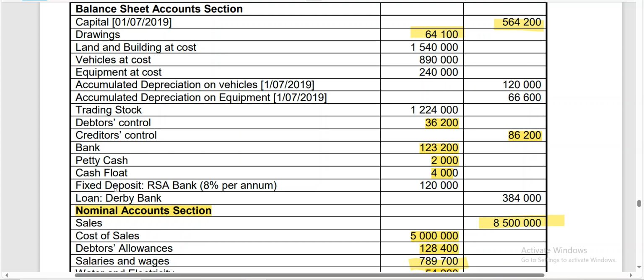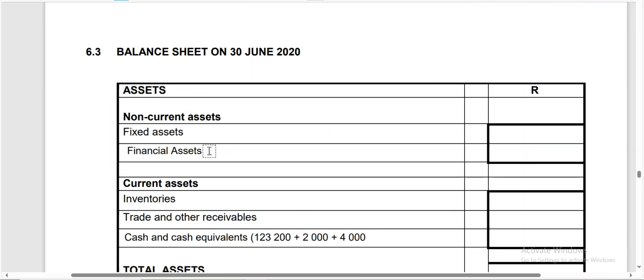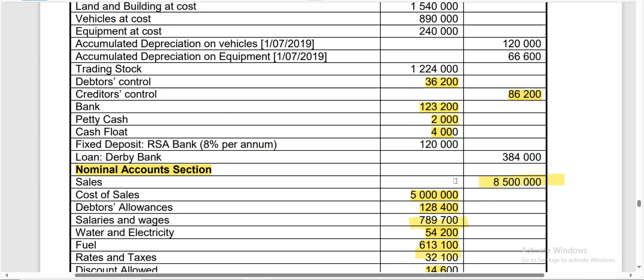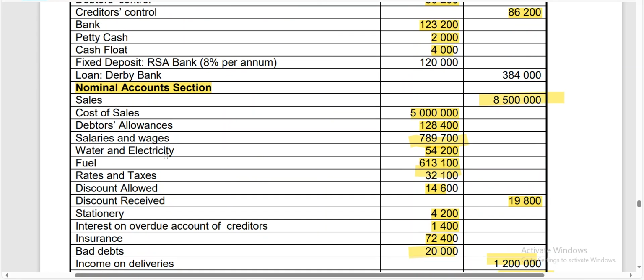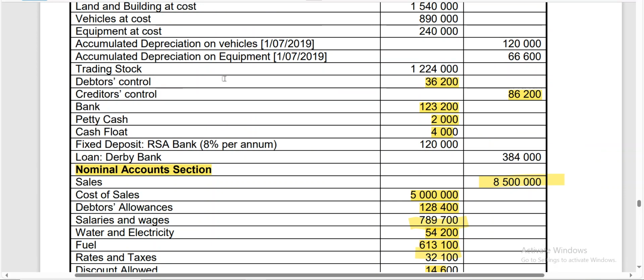Then we have fixed deposit of 120,000. So remember, fixed deposit is a financial asset, so it will come here. This 120,000, we will work it out in brackets here. Okay, so by doing this, I already have marks because I've entered information that is available to me. So if you look at this loan, we will not enter it because we'll normally get a loan statement. So once we are done with this, we can then go to our adjustments and hear what they are saying.